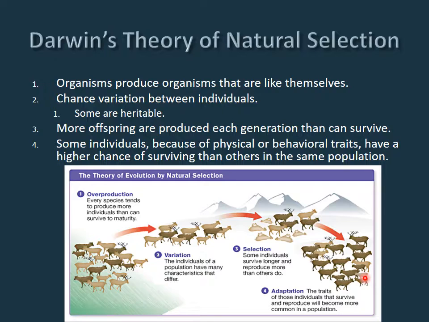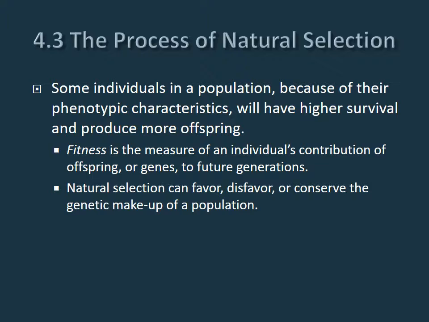And that is what they call natural selection, and it's natural because it occurs without human interference, and selection, because essentially nature is selecting the dark brown deer, deer that are better adapted to the environment. Some individuals in a population, because of their phenotypic characteristics, will have a higher chance of survival and produce more offspring. And natural selection works on phenotype, not genotype.